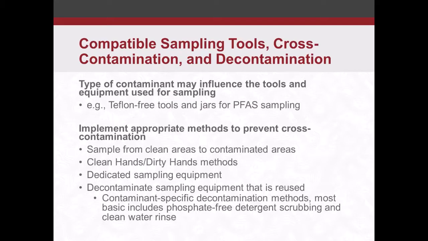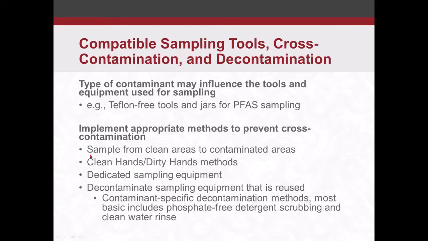Compatible sampling tools. What we mean by that is you look at what you're sampling for and what you're going to sample with. A very good example of this is when you're dealing with PFAS sampling. There are several Teflon coated trowels or Teflon coated sampling equipment. That's not good for PFAS sampling because you can have PFAS in that Teflon. The last thing you want to do is sample something that doesn't have PFAS in it, but it comes back with PFAS because your sampling tools had it. We don't want to introduce that contamination. So you want to make sure you know what you're sampling for and you're using the right equipment for the job.